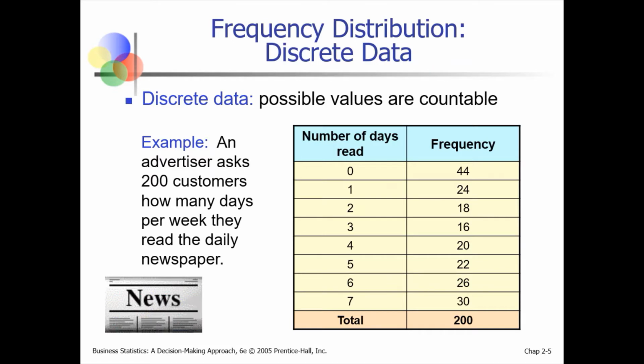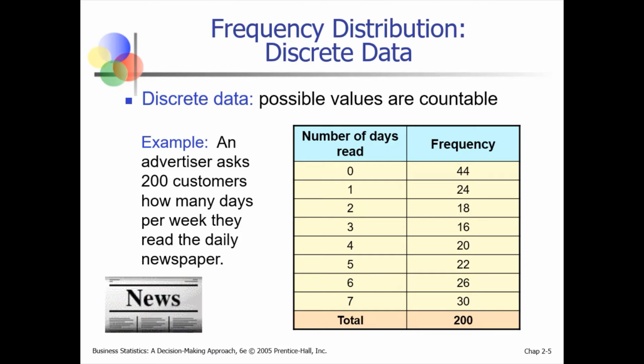So this is an example of a frequency distribution. It involves discrete data. You have discrete data that has a limit, data that does not go to infinity, and it is also not uncountable. So it is countable data.